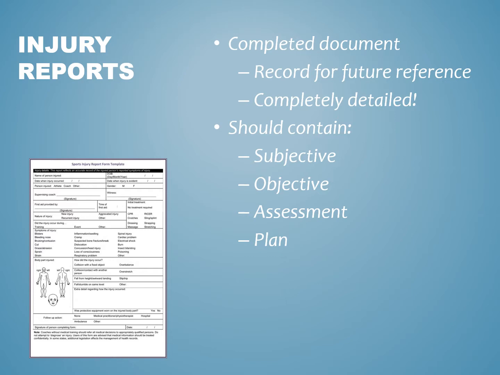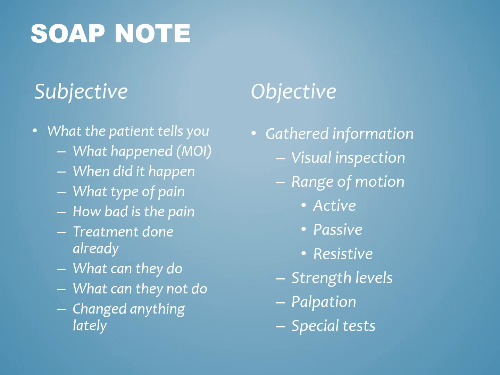An injury report should contain all information following the SOAP note format: subjective, objective, assessment, and plan. Let's discuss those roles really quickly. The SOAP format is a concise method of recording the initial evaluation and progress notes for the injured athlete. The subjective portion of the SOAP note refers to what the patient tells the athletic trainer about the injury relative to the history or what he or she felt.